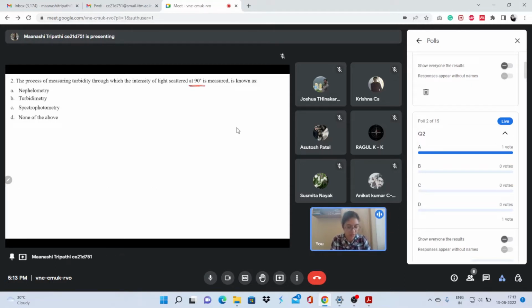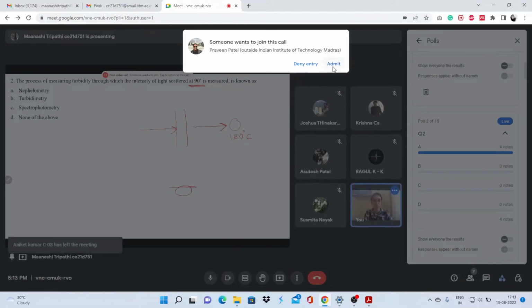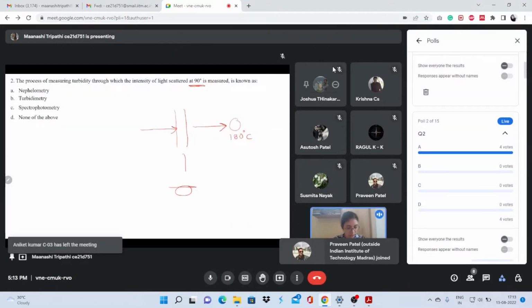If there is any water column, if the light in this intensity is falling, and if we are measuring from here, then we are measuring at 180 degree. Different instrument will be used for this purpose, and if we are measuring in this direction, then a different technique will be used.